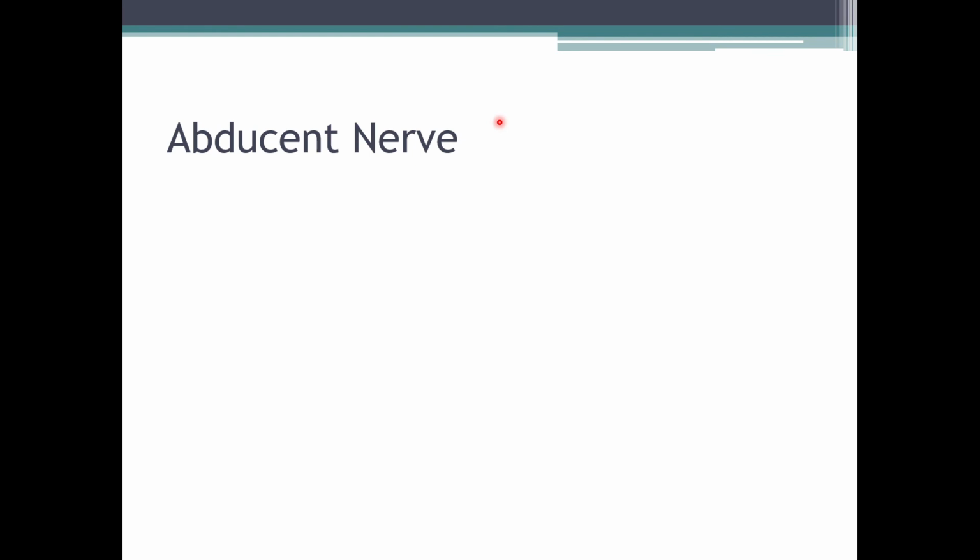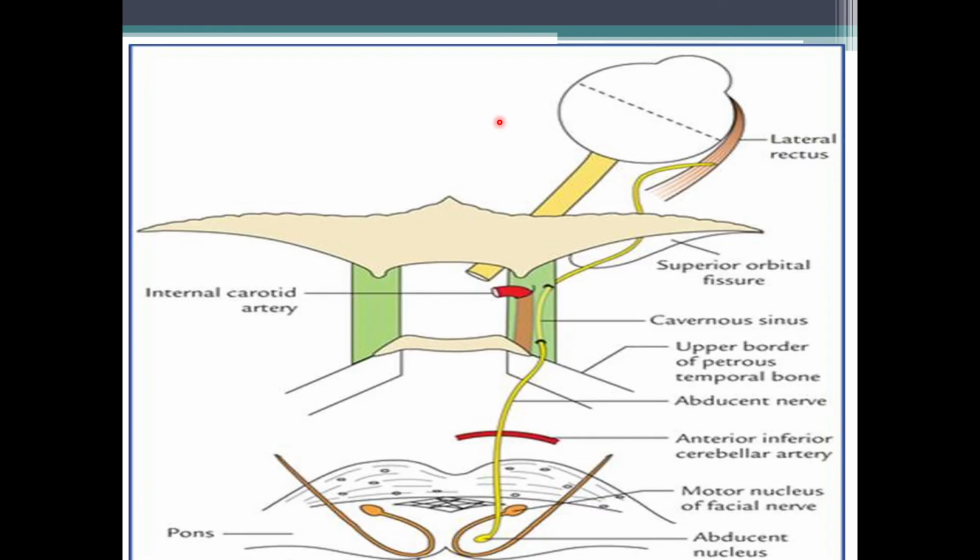Now coming to the abducens nerve. The abducens nerve is the sixth cranial nerve, which arises from the pons. Its nucleus lies on the upper part of the floor of the fourth ventricle, behind the pons. This is the abducens nucleus. It lies just beneath the facial colliculus, which is formed by the motor nucleus of the facial nerve; the abducens nucleus lies just dorsal to it.